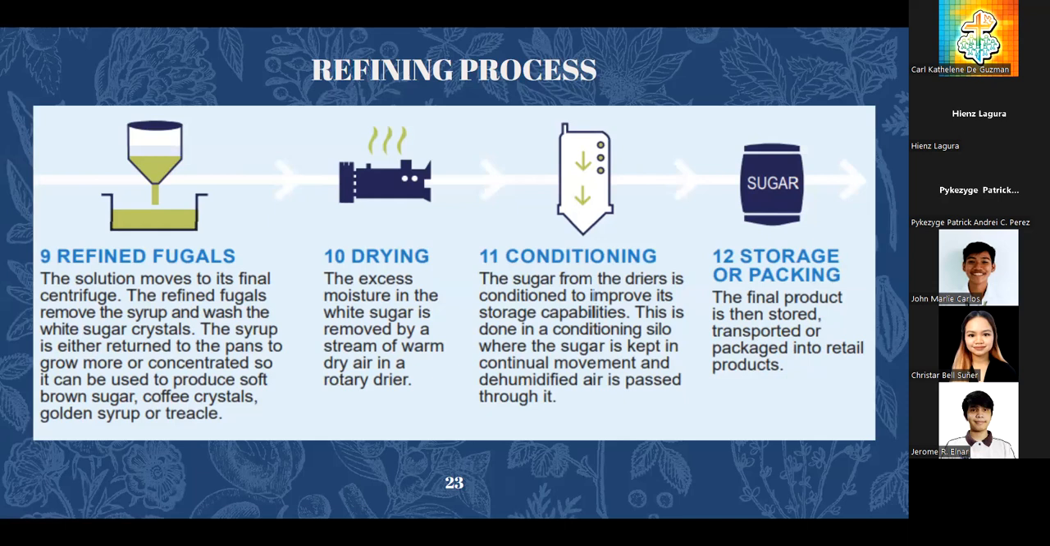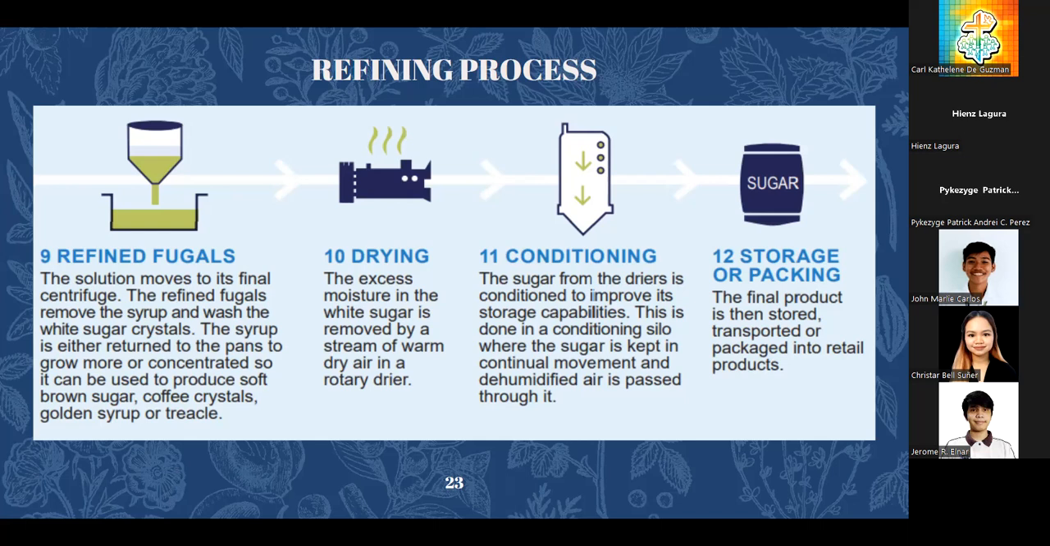The 10th process is drying. The excess moisture in the white sugar is removed by a stream of warm dry air in a rotary dryer. The 11th process is conditioning. The sugar from the dryers is conditioned to improve its storage capabilities.